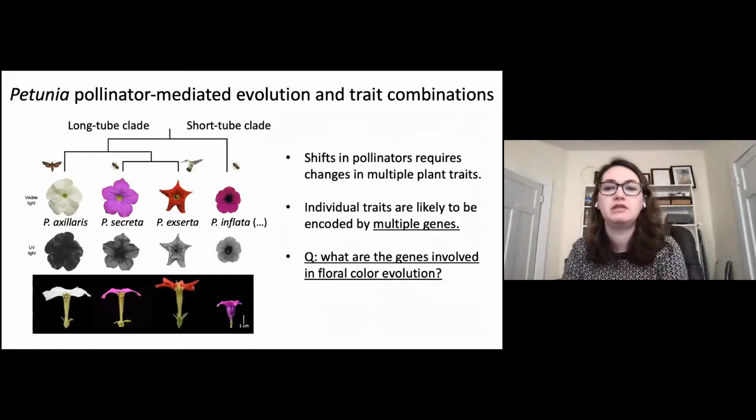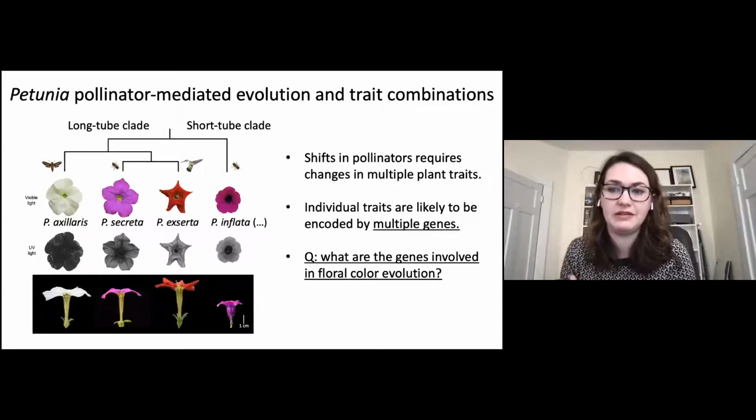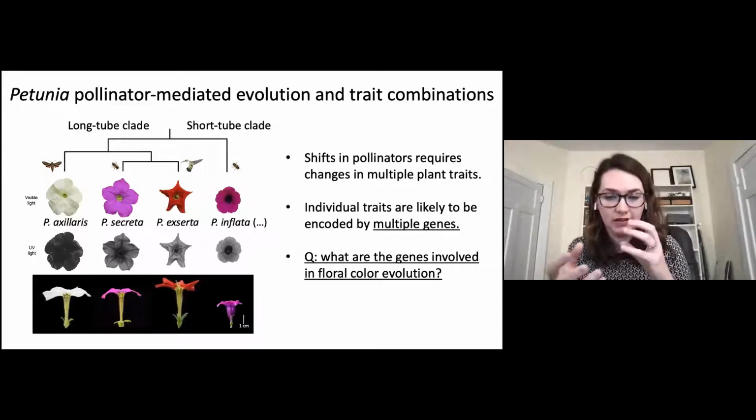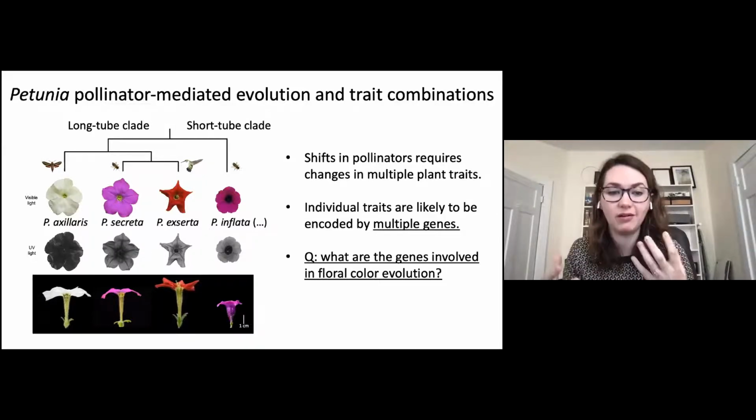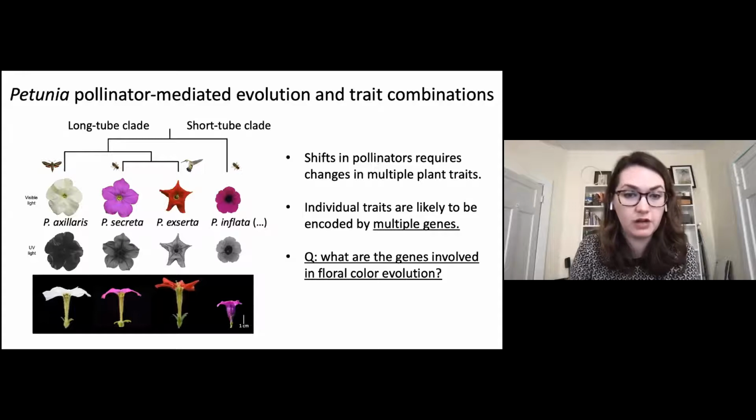All right, so thinking about shifts in pollinators, it follows that huge shifts in pollinators and traits require changes morphologically, and it can be quite intense. But we know that all of these individual traits that make up the pollination syndrome are likely to be encoded by multiple genes. And in the Kuhlemeier group, we've been focusing on characterizing the molecular genetics of the pollination syndrome evolution and speciation by observing floral color, floral scent, and reproductive morphology. And my particular focus in the project was that of floral color.